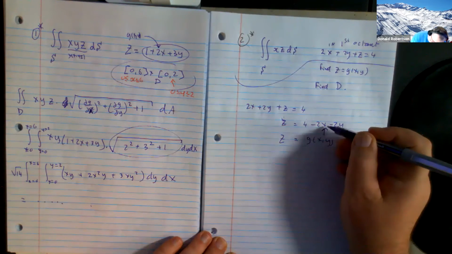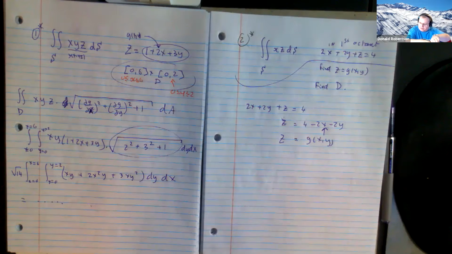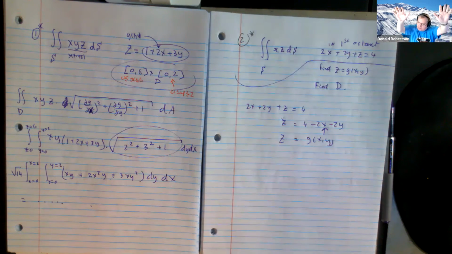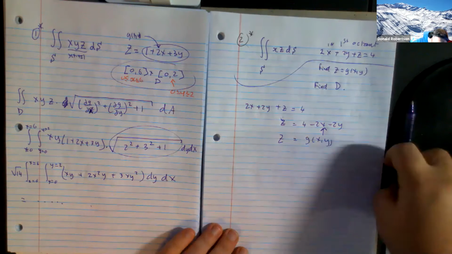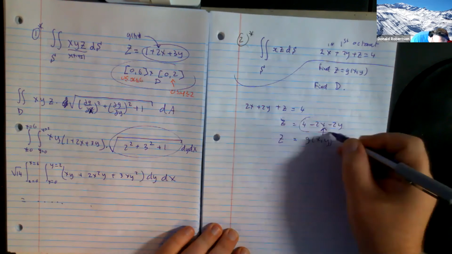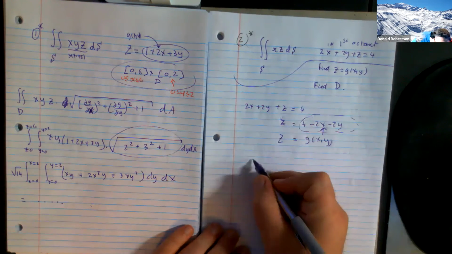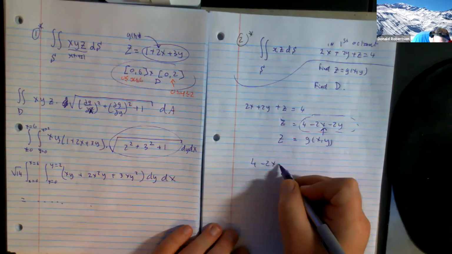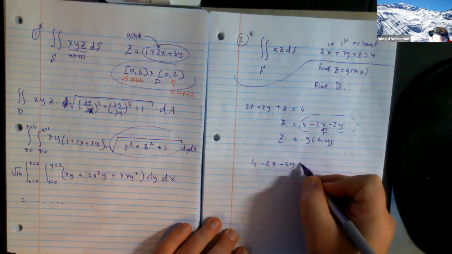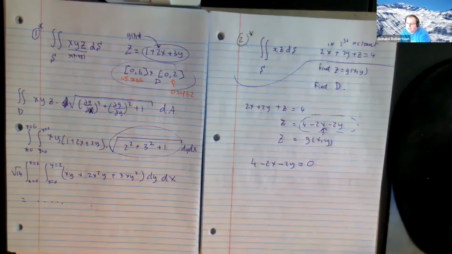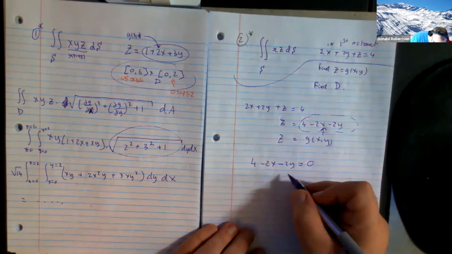Can you imagine this function, which is basically just a sloping plane in 3D, being dropped down and hitting the first octant? And what would it look like? It would look like this. So if you look at 4 take away 2x take away 2y equaling 0, that's what it would look like when it hits the xy plane. Now that guy is basically a straight line.